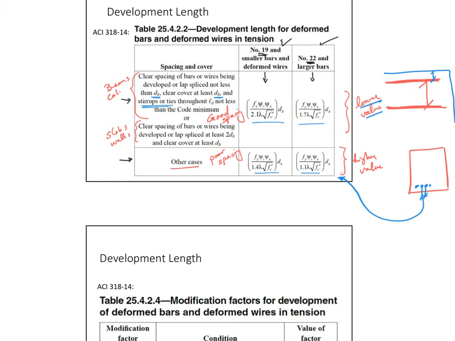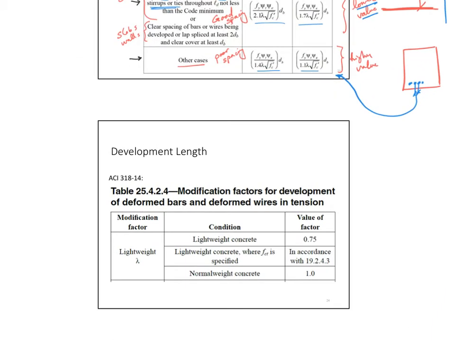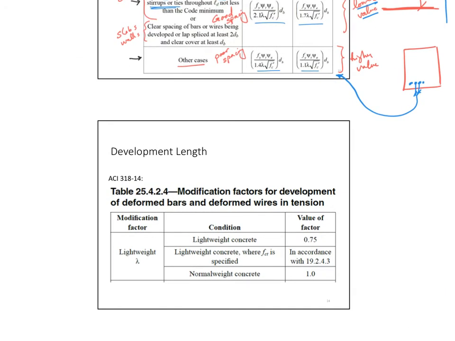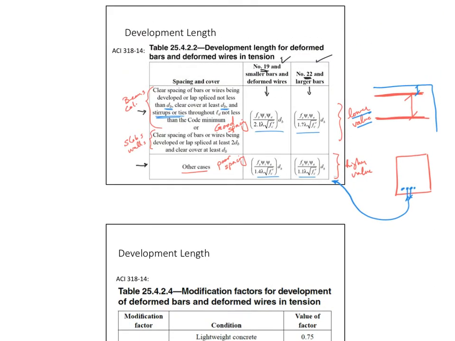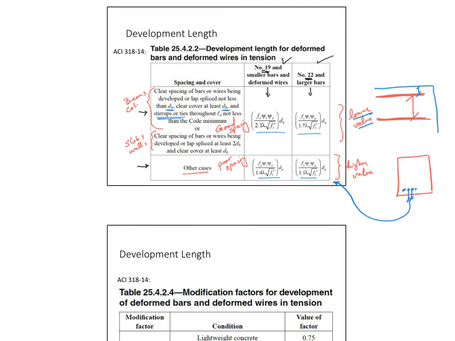Very simple and straightforward. Now let's go over those factors. The first factor in this equation is, of course, I have F yield, and dB. This is F yield, and I have dB. Those are very simple. We know the diameter of the bar and the yield strength of the bar. Let's go over the other ones.